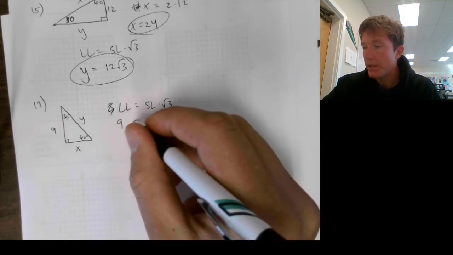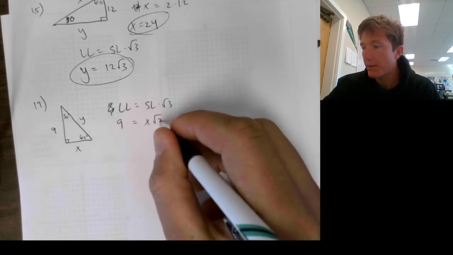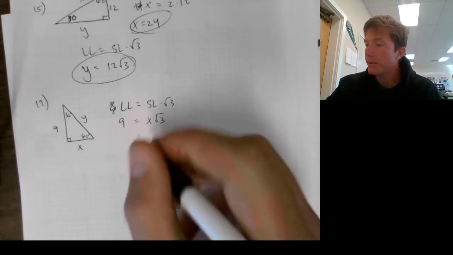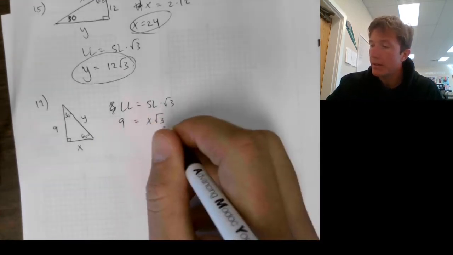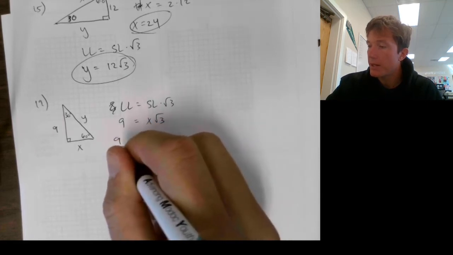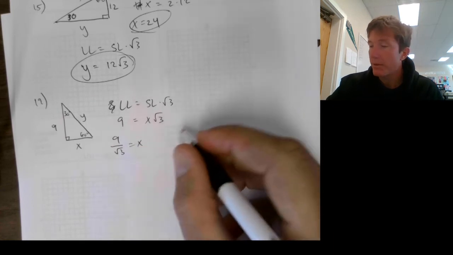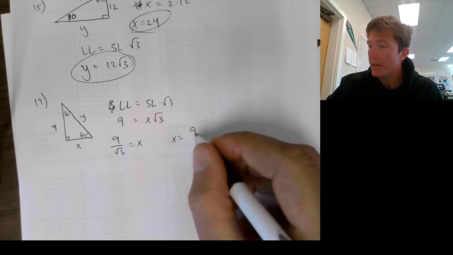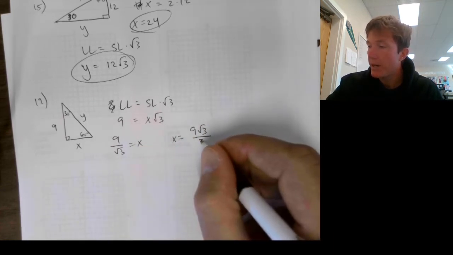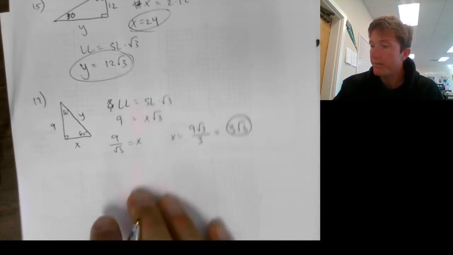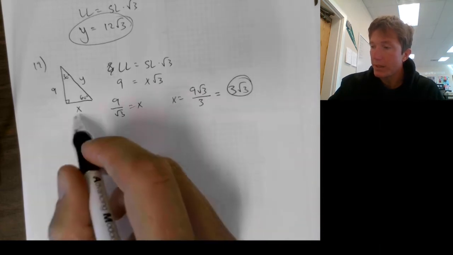My long leg is 9. I don't know what my short leg is. It's x times root 3. So x is equal to 9 divided by root 3. I'm going to multiply the top and bottom by root 3. So x equals 9 root 3 divided by 3, which equals 3 root 3. So that's x.